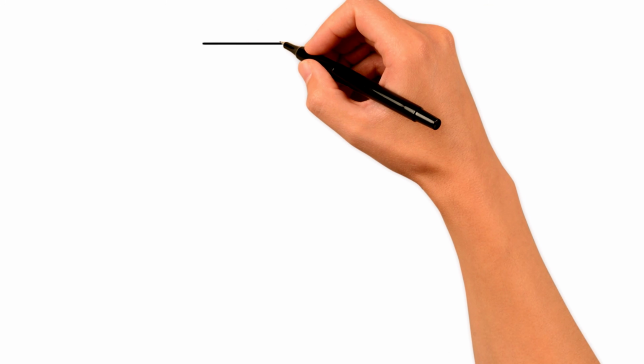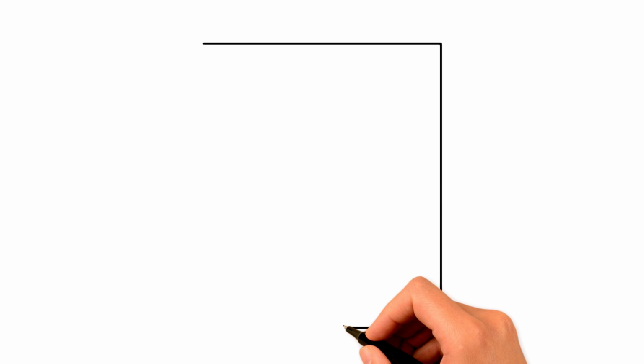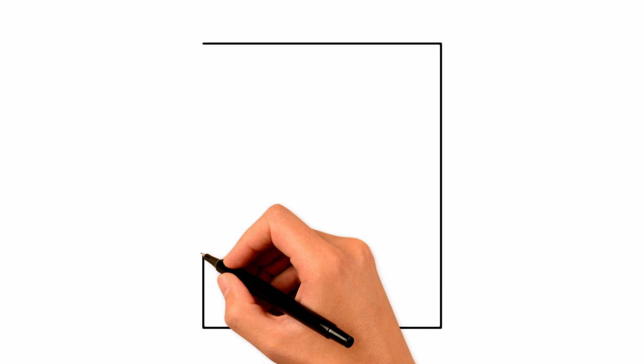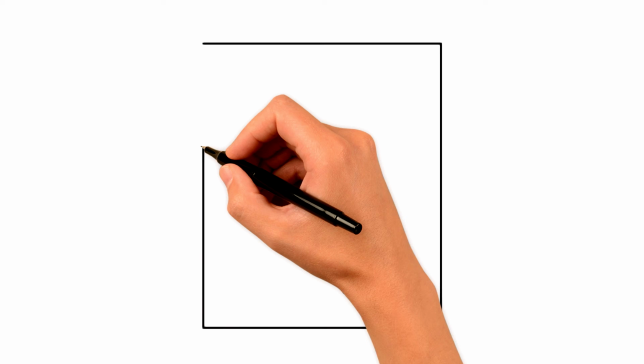First, draw one big rectangle for the main body. Top line, right side, bottom line, left side. A big square body, magnificent.